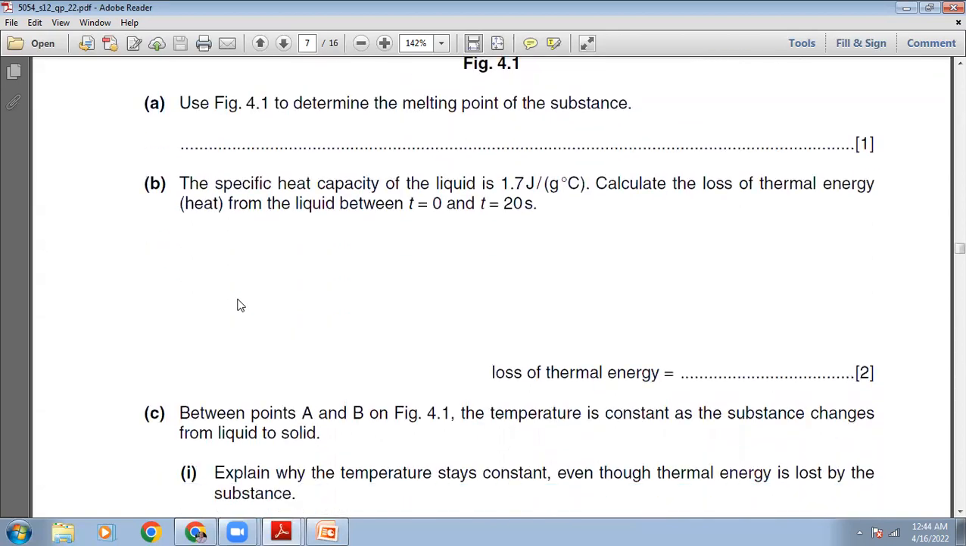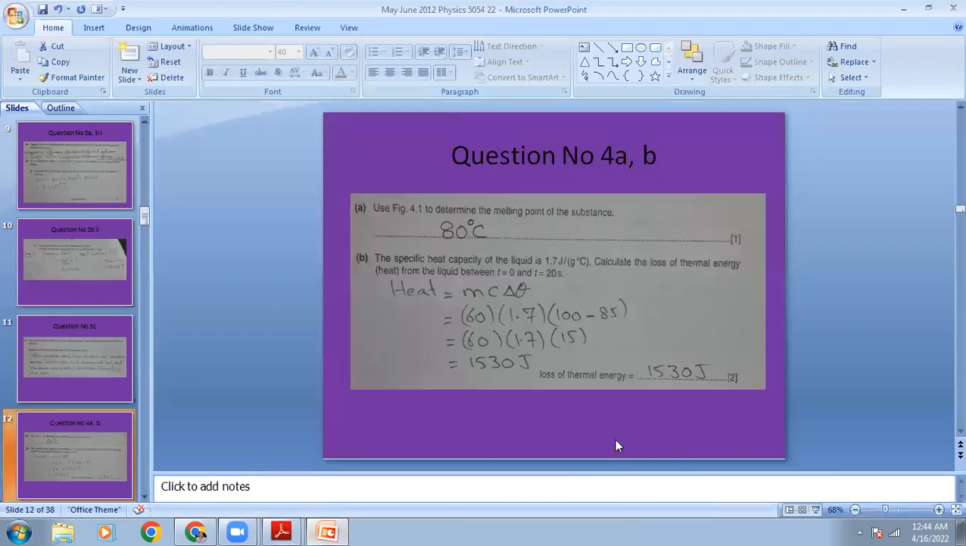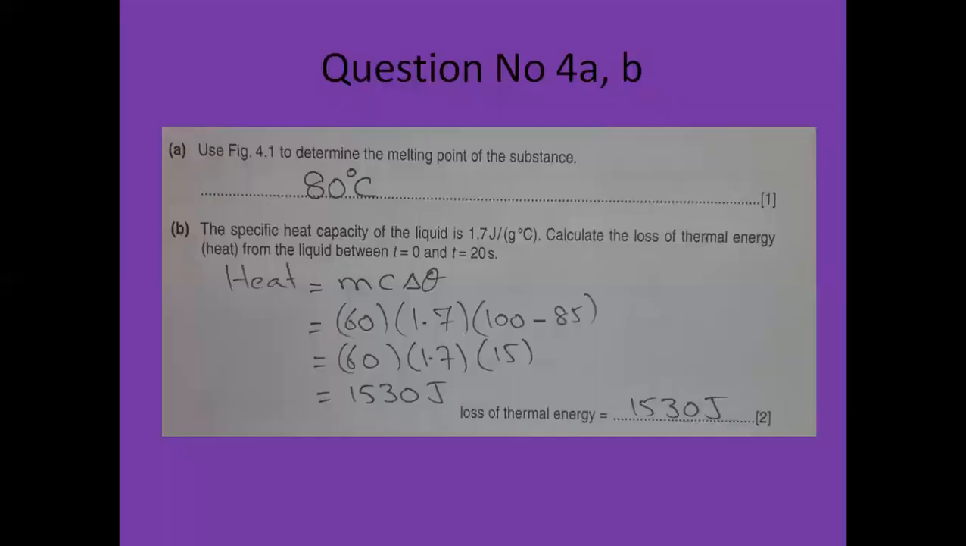B part, the specific heat capacity of the liquid is 1.7 joules per gram per degree centigrade. Calculate the loss of thermal energy from the liquid between T0 to T20. From T0 to T20, the temperature has dropped from 100 to 85. So it's a temperature drop. So the heat will be equal to mcΔθ, where m means the mass, c means the specific heat capacity, and Δθ means the change in temperature.